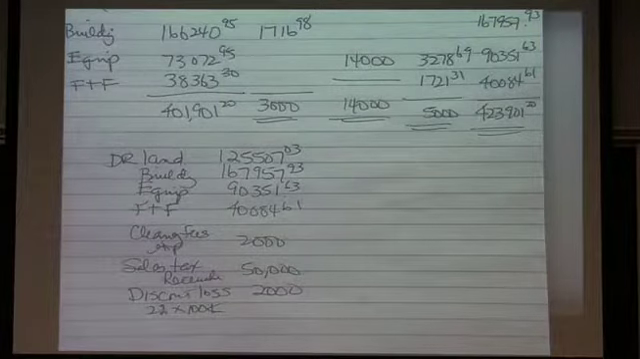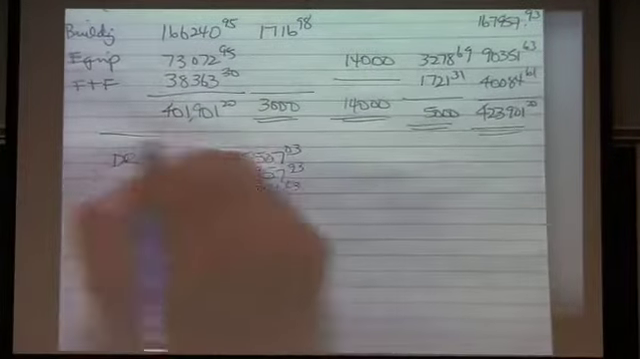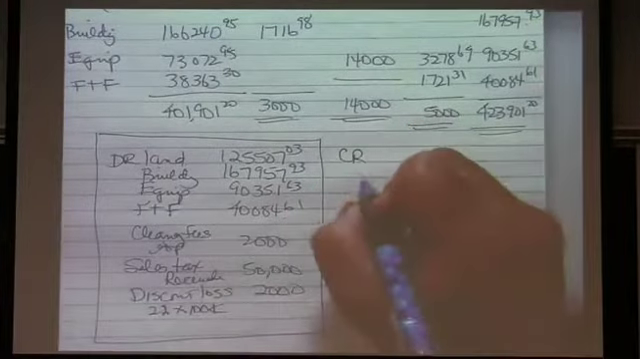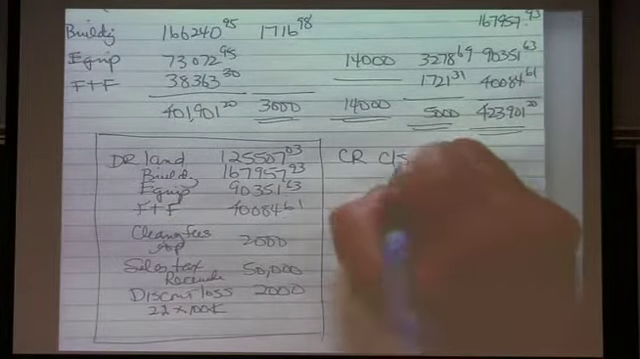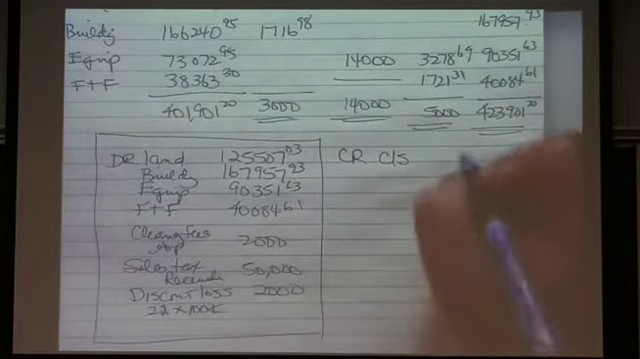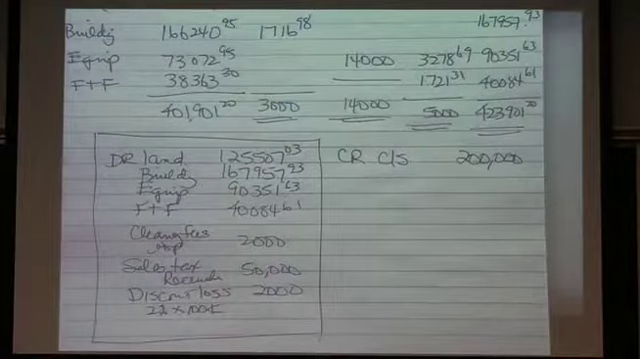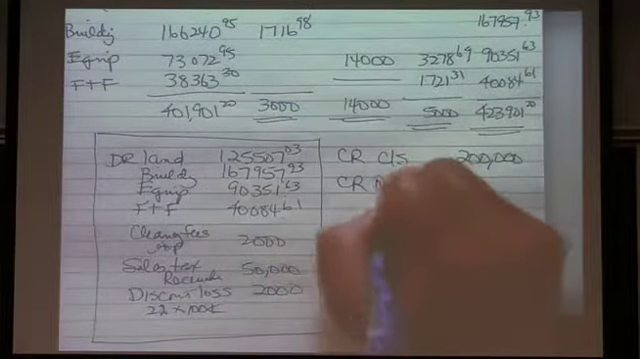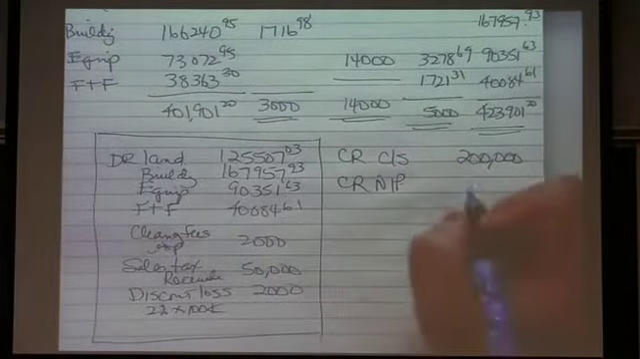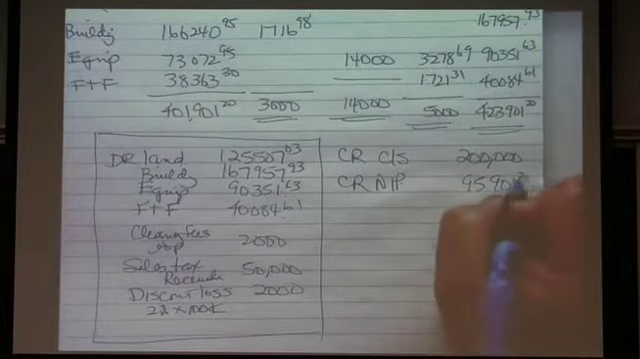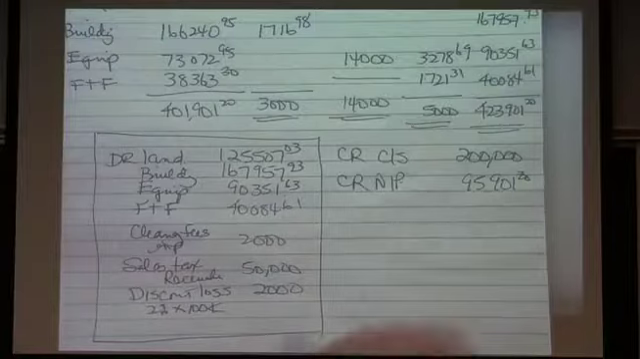Now what are my credits? It's a big entry. My credit's going to be, first I'm going to credit common shares. We know that that was 200,000. We did calculate that, didn't we? Then we had a notes payable, and we discounted that notes payable to 95,901.20. Now we're going to credit cash.